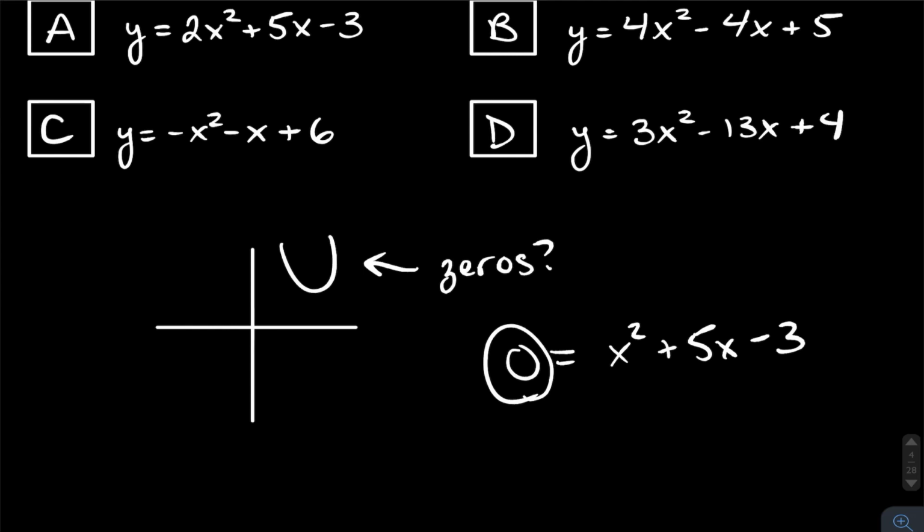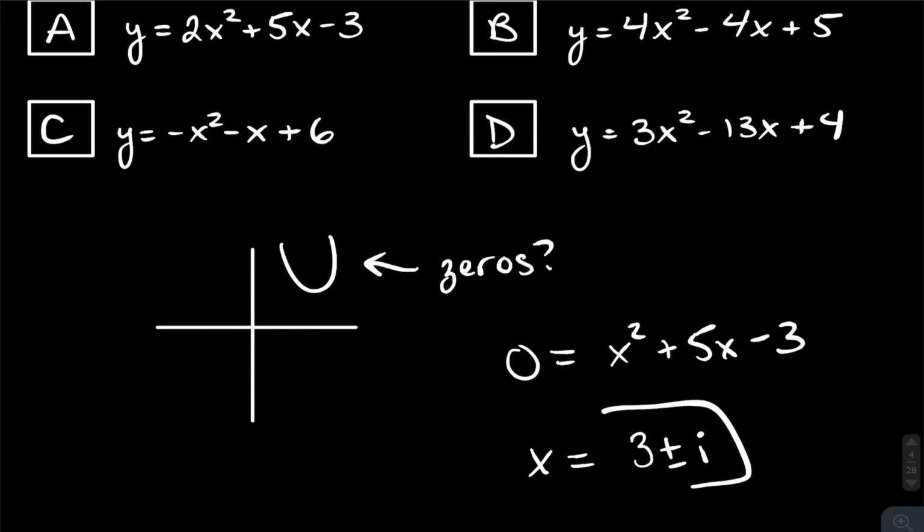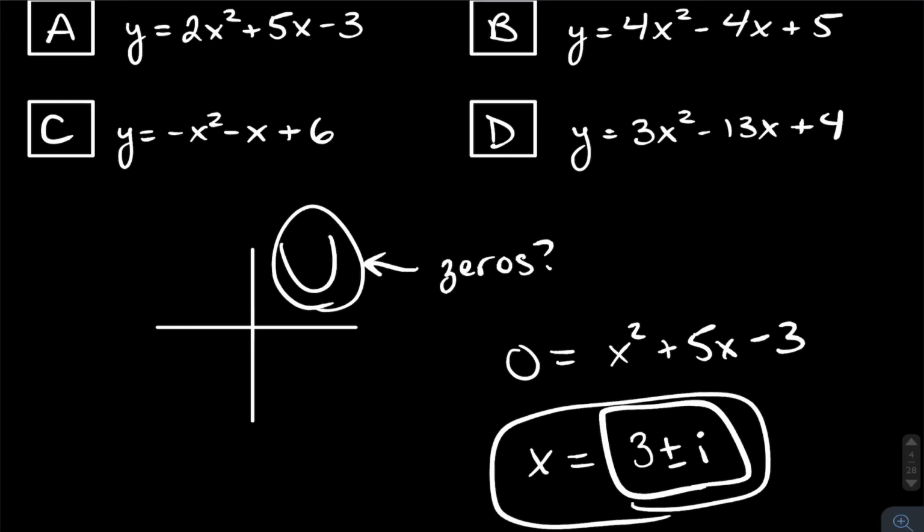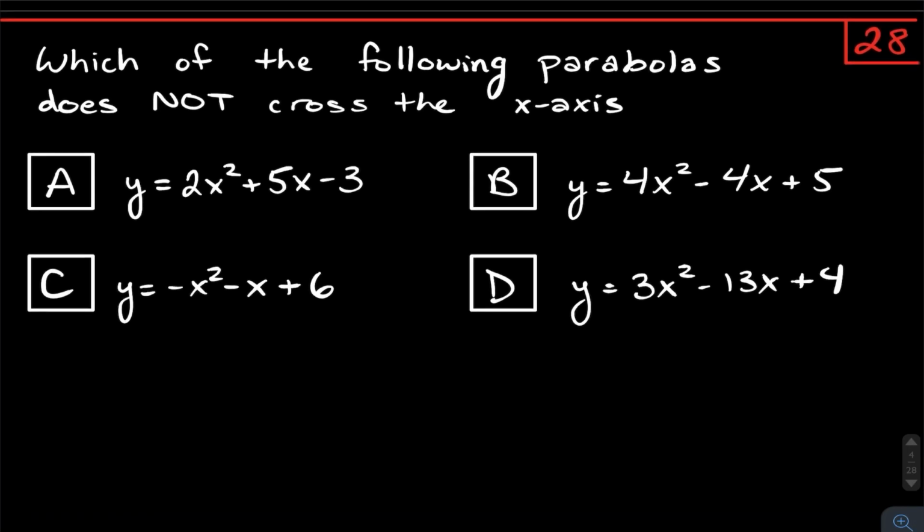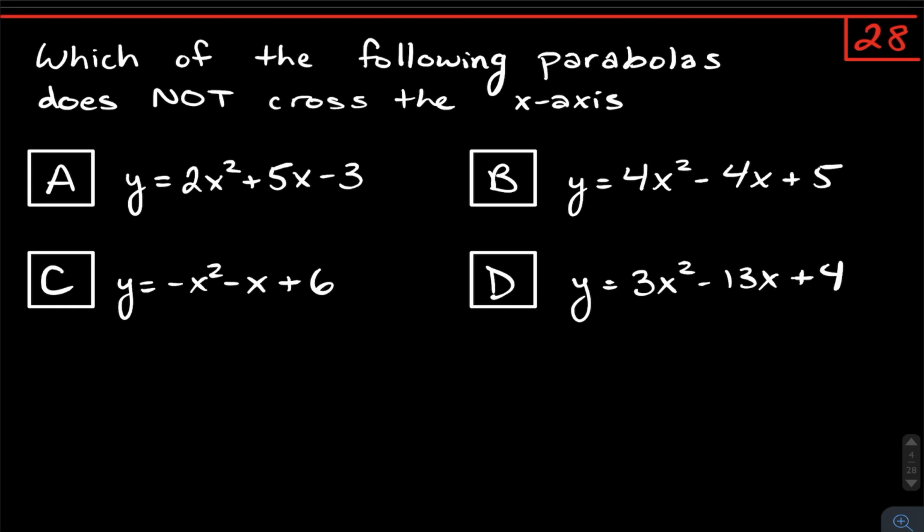to find where x is 0, you end up getting that x is equal to, let's say, 3 plus or minus i or whatever, right? You end up getting an imaginary answer. And so if the parabola doesn't touch the x-axis, you will get imaginary zeros. And that's the whole point of this problem. When we ask which of the following parabolas does not cross the x-axis, we're really asking which parabola has imaginary zeros.